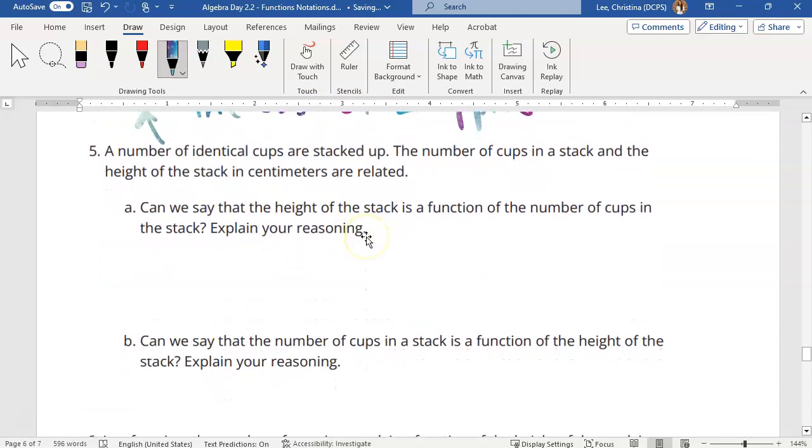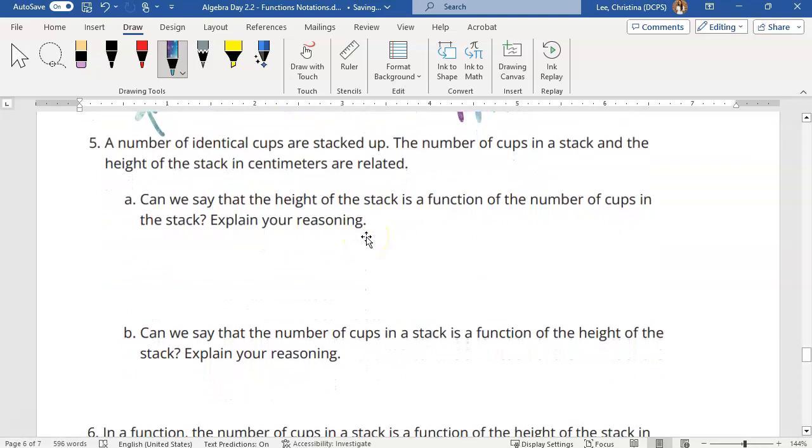Number 5, a number of identical cups are stacked up. The number of cups in a stack and the height of the stack in centimeters are related. All right, so again, draw yourself a little picture, right? You have cups, that's a cup, and as you stack them, that's an upside down cup, just so you know. As you stack them, the height is going to increase. So it's a function of the number of cups in a stack, and the height of the stack will change based on the number of cups.